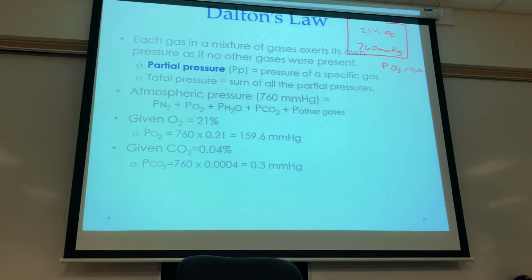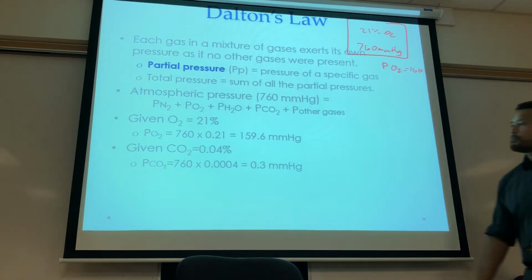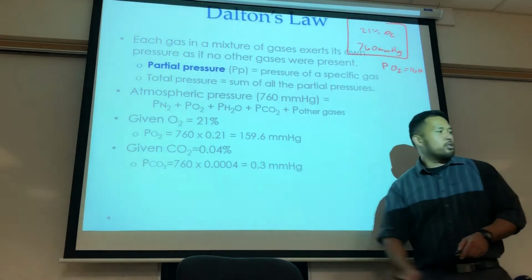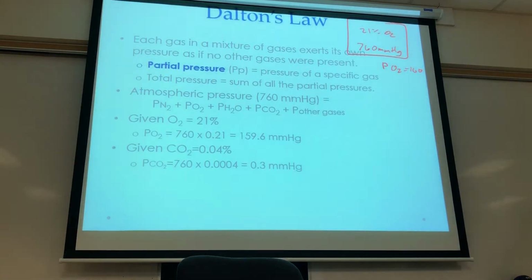And that's our equation down over here. If I were to measure the partial pressure of CO2, the composition is 0.04%. So 0.04% times 760 comes out to about 0.3 millimeters of mercury. Very small partial pressure. And if I take into account nitrogen, and water vapor, add those all up, that should equate to 760 millimeters of mercury, or total atmospheric pressure.